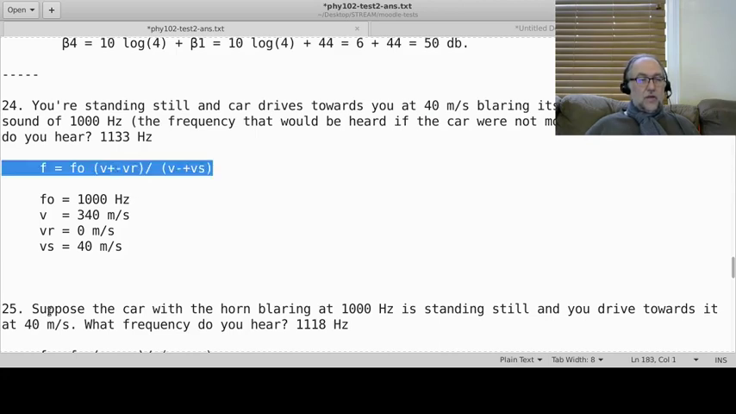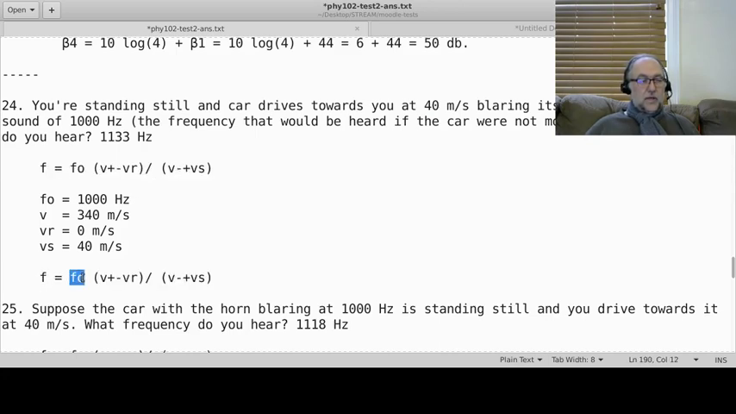Now, if you take this equation and plug all those numbers into it, f naught is 1,000. The v's here are 340, and 340 here. Now, it's plus or minus vR. We have to choose whether to use plus or minus, but vR is 0, so it doesn't matter whether you're adding or subtracting 0. So you don't have to make any decision in the numerator, but in the denominator you will.